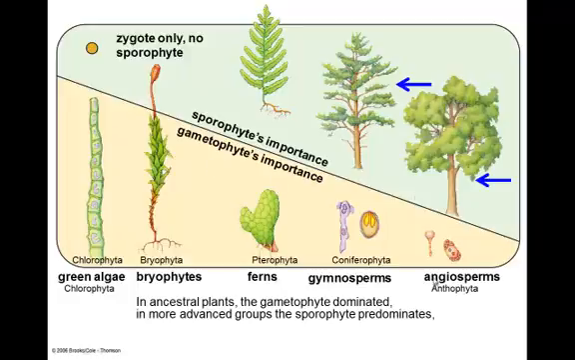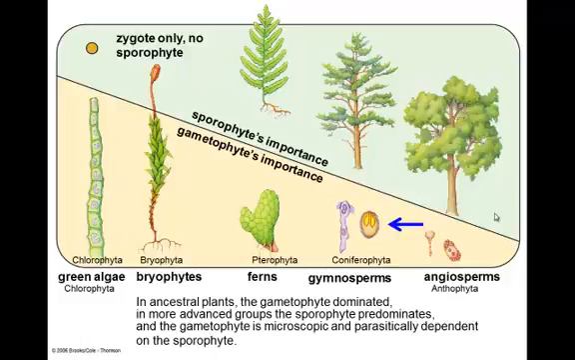For more advanced plant groups, like the conifers of the gymnosperms and the Anthophyta of the flowering plants, when you look at a pine tree, when you look at an oak tree, or if you look at a strawberry plant or a grass, any of the flowering plants, what you're looking at is a sporophyte. And the gametophytes are greatly reduced in these last two groups. They are microscopic. The male gametophyte of a pine tree or of a flowering plant is just the pollen grain. The female gametophyte is just a few cells in an immature seed.